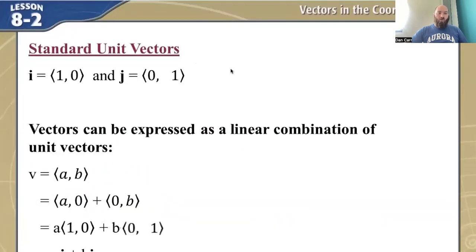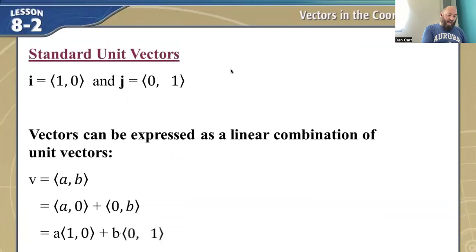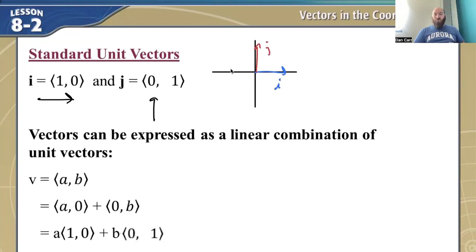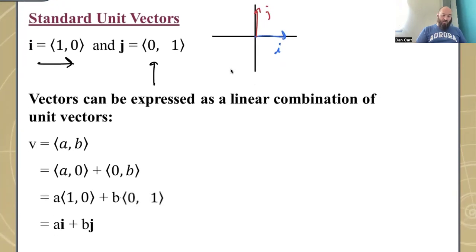When we look at our standard unit vectors, we're going to label these as I and J. So here we have 1, 0, which is telling me I'm moving in the X direction to the right. And in J, I'm going 0, 1, which is going 1 up. So I is always going to be moving left to right for my unit vector, and J is going up like this. From here, vectors can be expressed as a linear combination of these unit vectors.